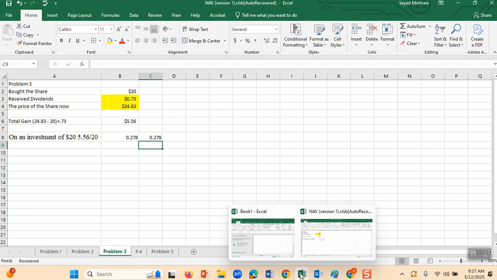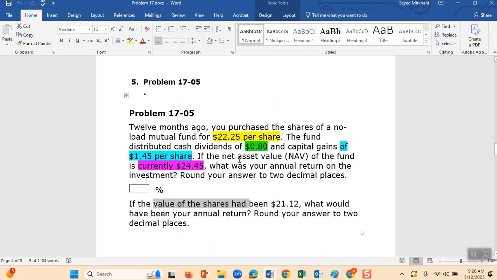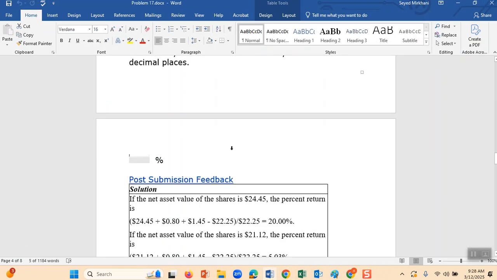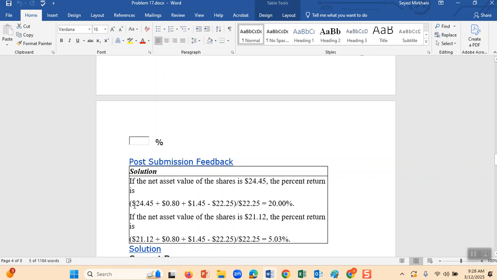Then we go here. Again, that was problem number 17.5. And here is the feedback. Do you see the first case? You made a lot of money. This is the money that during the first year can come back to you. You only paid 22, 25. You divide whatever you made at the end by the amount of money that you put in. Do you see this 20% that came to you?